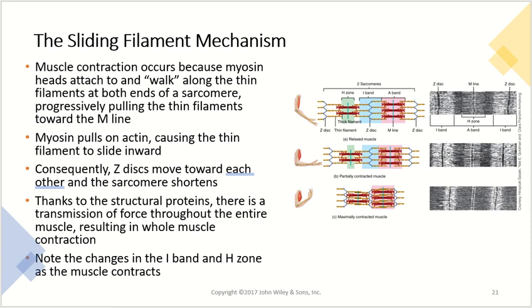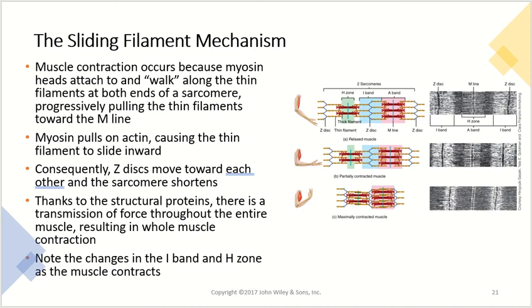The myosin is then going to pull on the actin, and this is going to cause those thin filaments to slide inward. Consequently, our Z discs are going to move towards each other, and the sarcomeres are going to shorten. Thanks to the structural proteins that we've just mentioned, this is going to allow for a transmission of force through the entire muscle, and this is going to result in the whole muscle contracting.